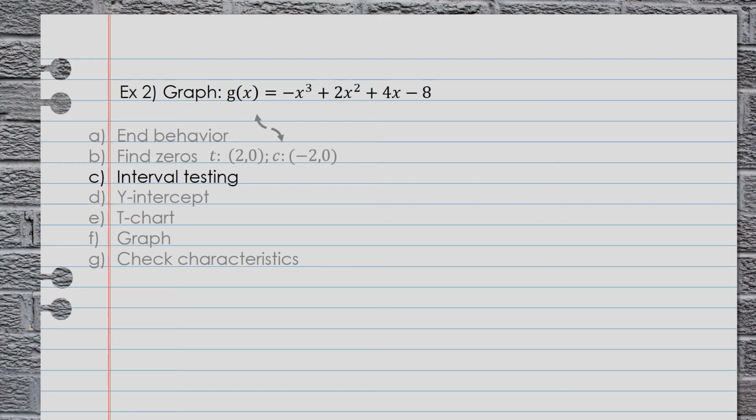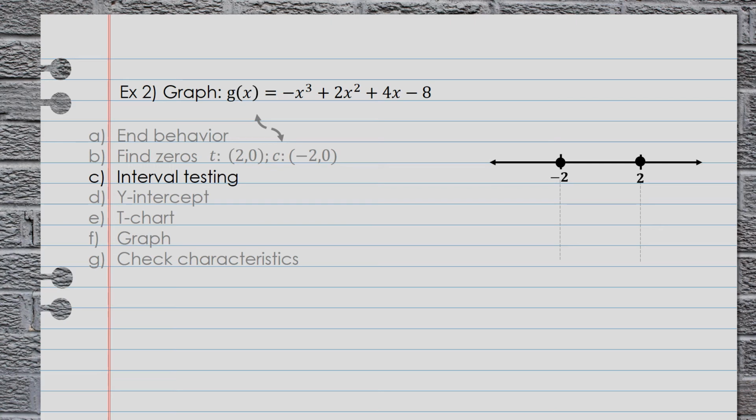Now we're ready for our interval testing. Since we found 2 different zeros, we're going to have 2 marks along our x-axis. And our values are negative 2 and 2, and they must be in the correct order as they would appear on the number line. We go ahead and draw our lines to divide our different sections.